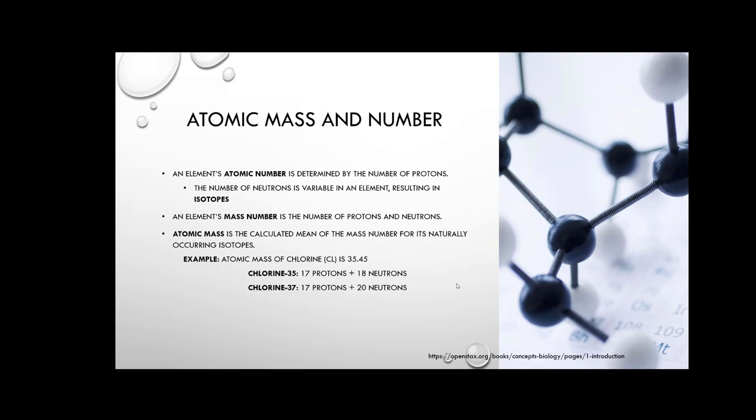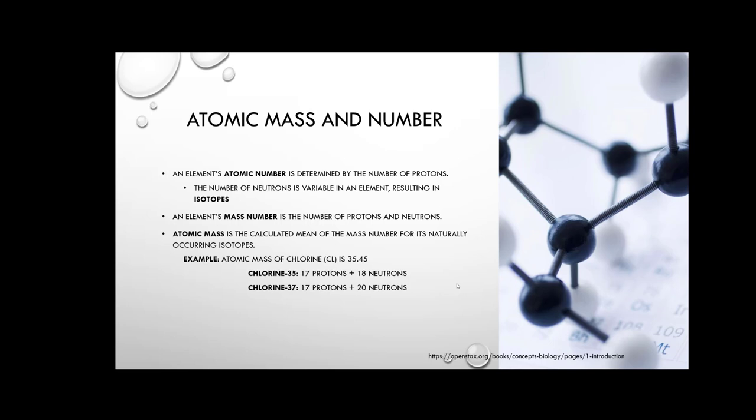All right, so now let's get into some descriptions that will help us when we're looking at the periodic table. We're going to talk about the atomic number and the atomic mass. The atomic number of an element is determined by the number of protons. For example, hydrogen, as I said before, has 1 proton, so its atomic number is 1. Helium has 2 protons, so its atomic number is 2.